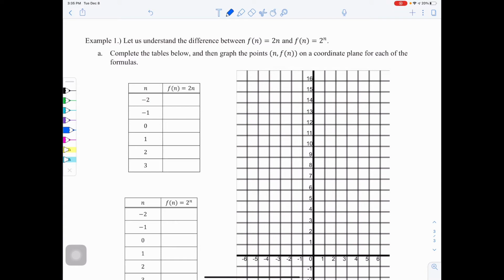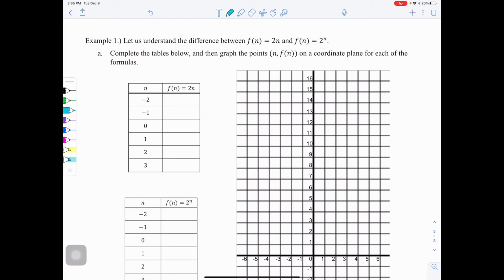It says, let us understand the difference between f of n equals 2n and f of n equals 2 to the n. So we just had a situation where one company was more of an arithmetic or linear situation, and the other one was multiplying, so we had a geometric situation. So we want to take a look at a different set of two functions that have a similar setup and really compare the difference between the two.